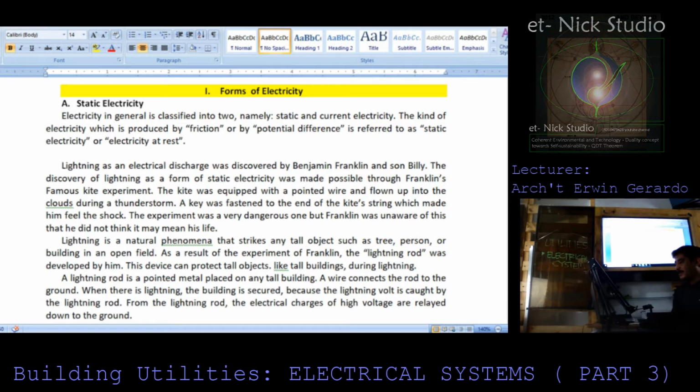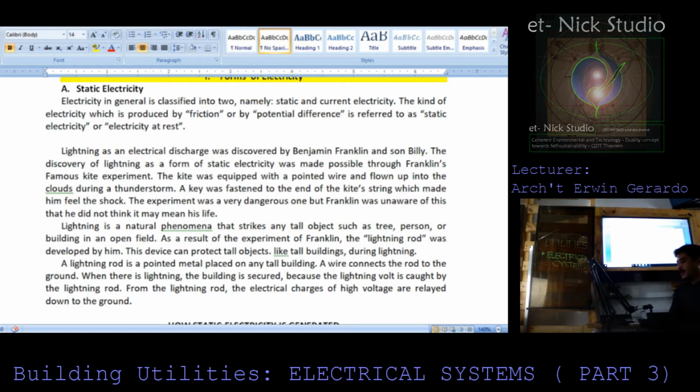The experiment was a very dangerous one, but Franklin was unaware of this; he did not think it may cost his life. Lightning is a natural phenomenon that strikes any tall object such as a tree, person, or building in an open field. As a result of the experiment, the lightning rod was developed by him. This device can protect tall objects like tall buildings during lightning.